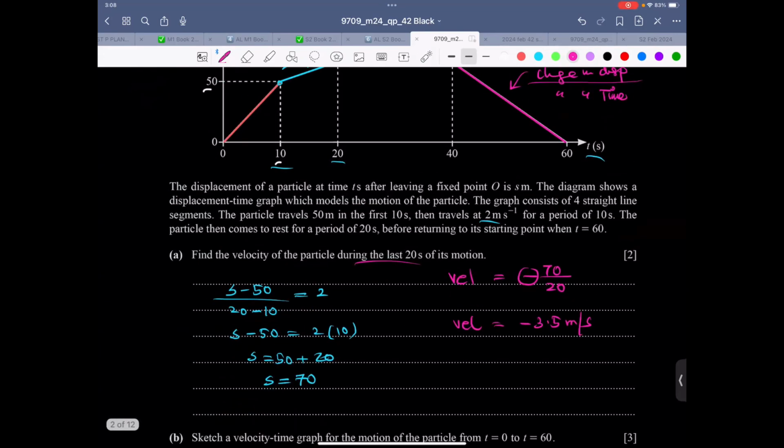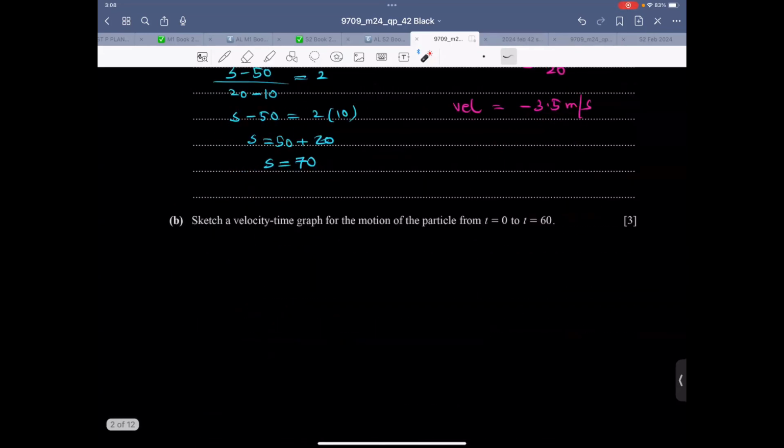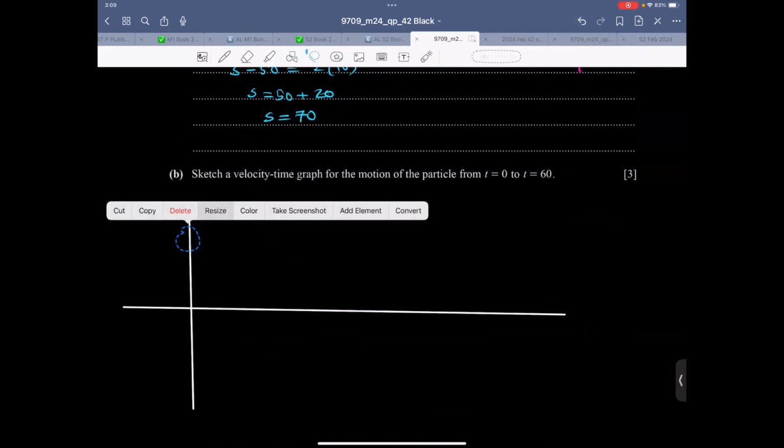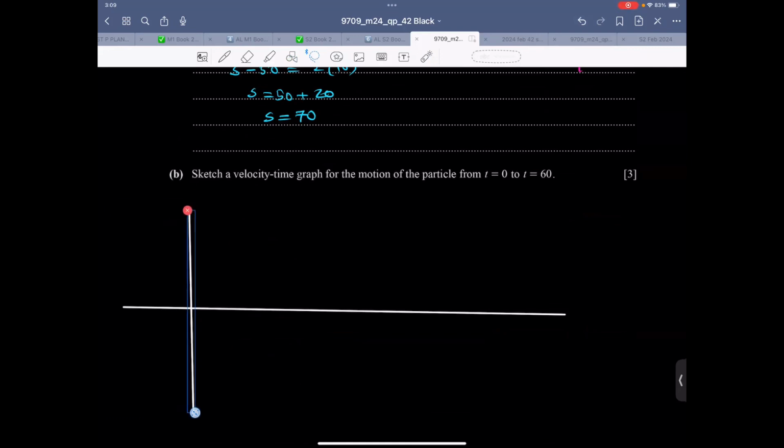If it would have asked for the speed, we would simply say that ignore this negative sign and just give the magnitude. Now it says sketch a VT graph for the motion of the particle from 0 till 60. So let me draw some straight lines. This is the y-axis, so I need to get the scale over here. And I need to get it a bit straightened out like this. And this is the x-axis. And let me just resize this. And this is good.